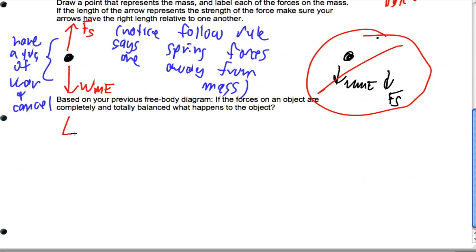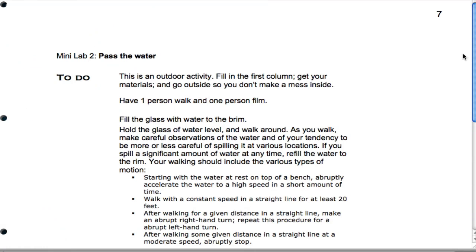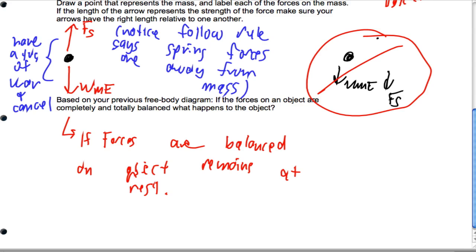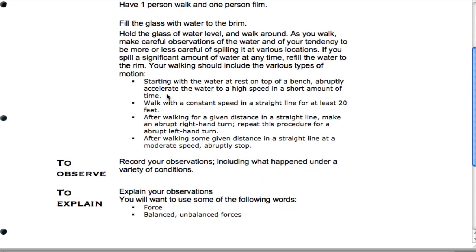So based on our previous free body diagram, what this tells us is if forces are balanced, an object remains at rest. That's our big idea. Okay. Sorry. Forces are balanced, an object remains at rest. Then we went ahead and we did this water lab. And we accelerated water to a high speed. We walked with constant speed. We turned right, we turned left, and then we abruptly stopped.